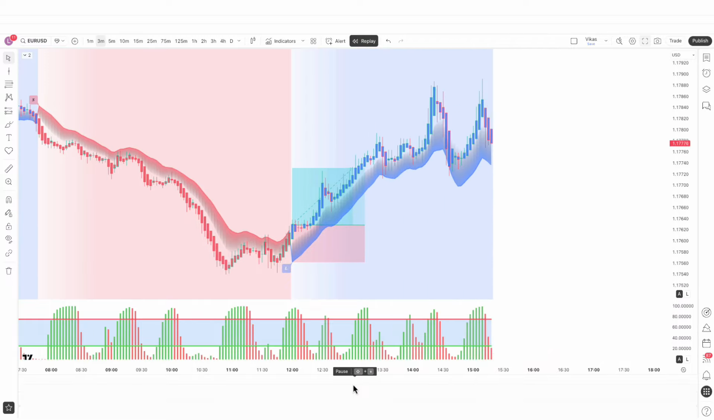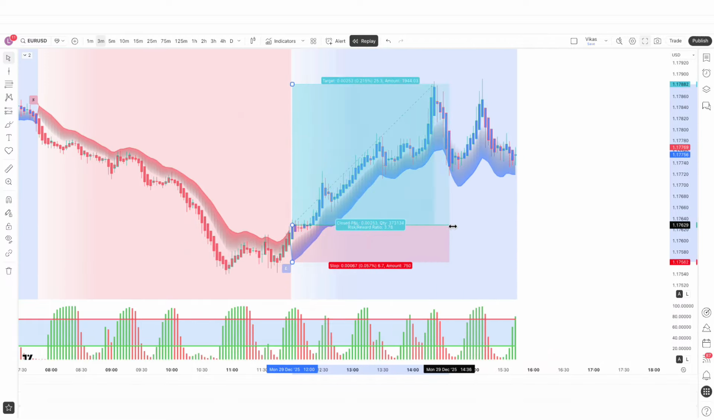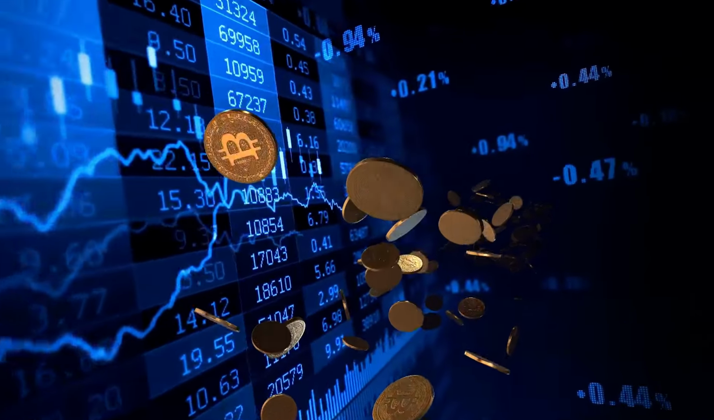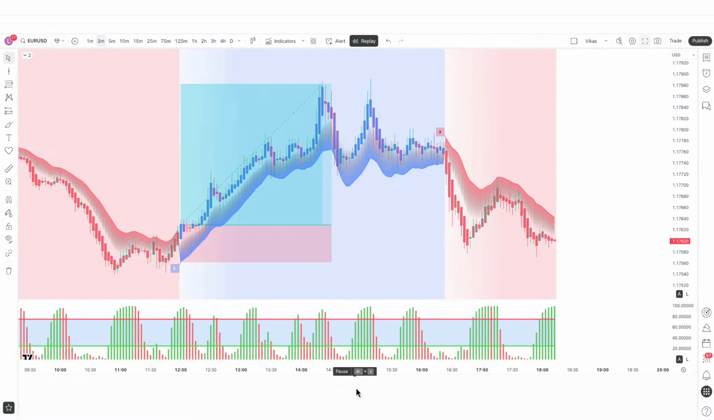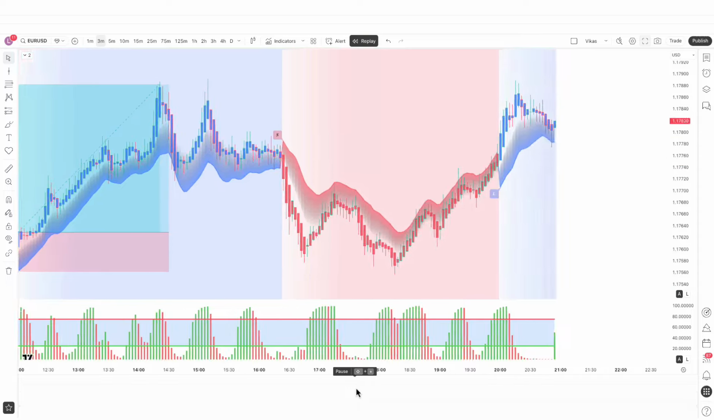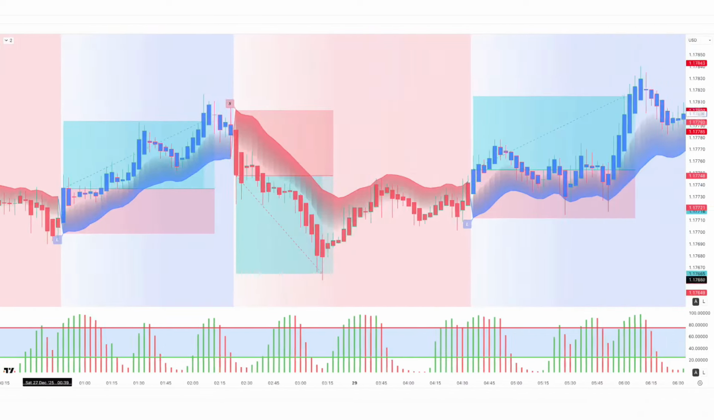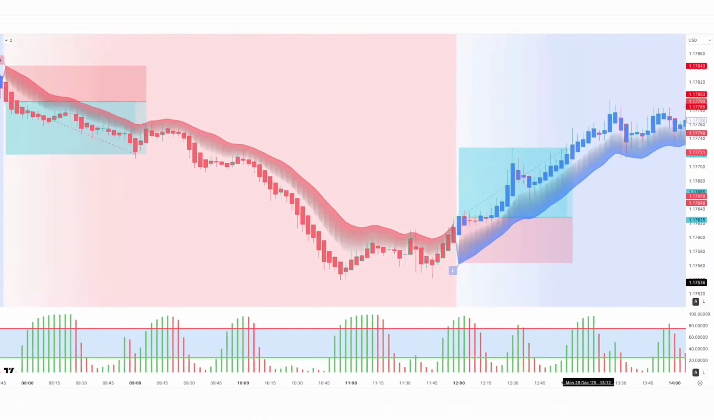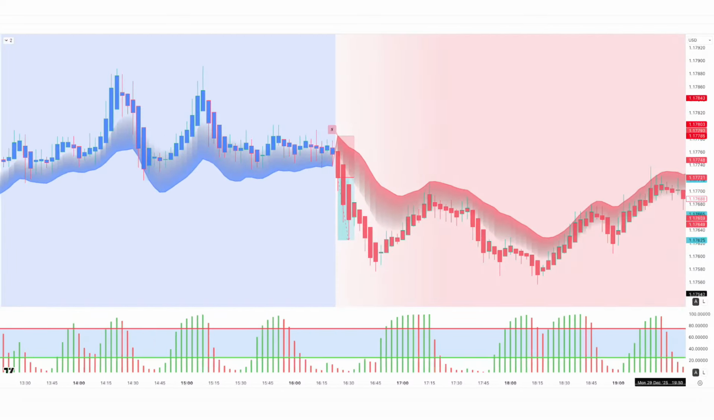This tool doesn't rely on flashy arrows or delayed signals. It combines price behavior, trend direction, and market flow to show you only those moments where making a decision is logical. Its biggest advantage: you eliminate overtrading. No more reacting to every candle, only focusing on high-probability setups.